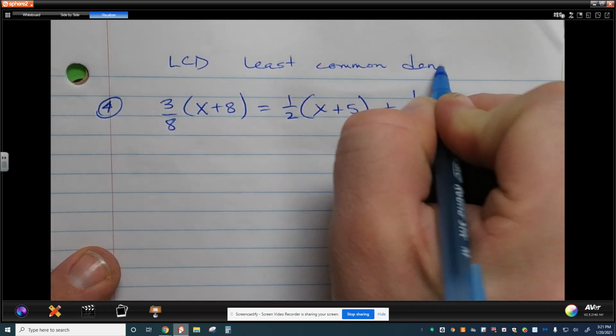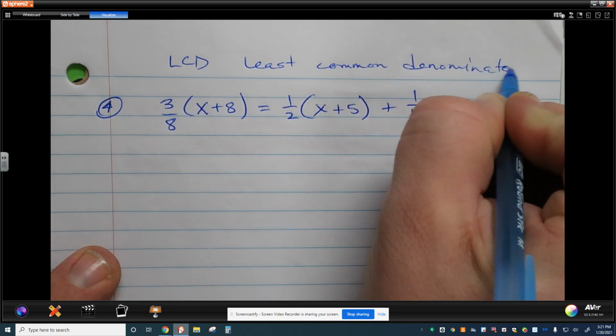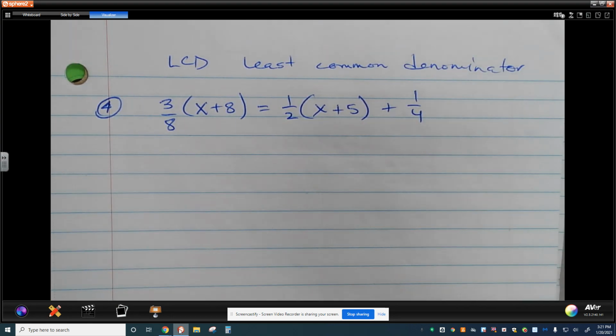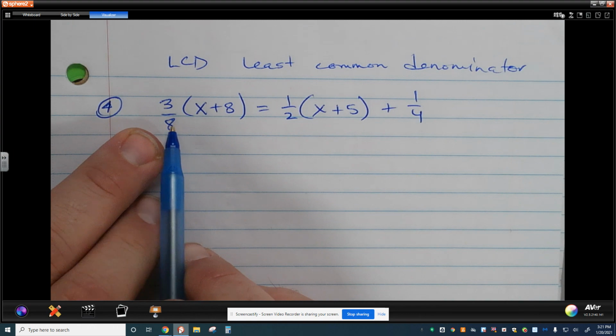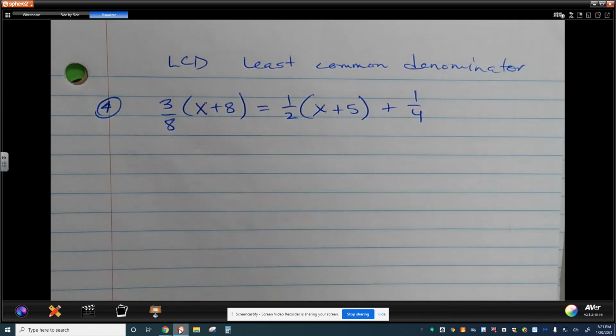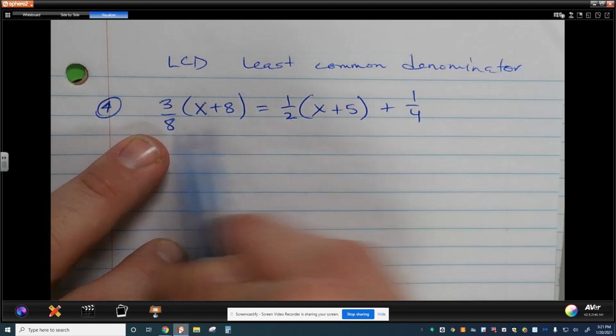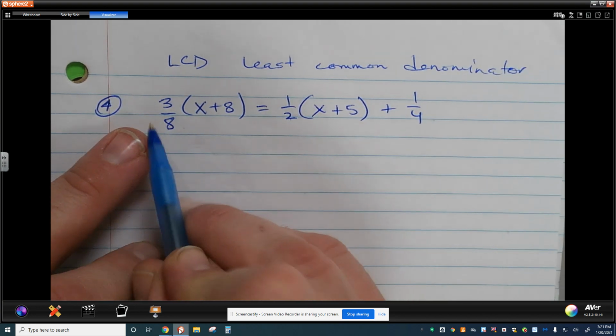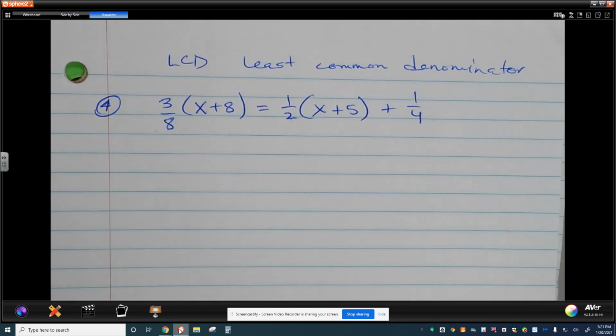So what that is, is the number that I can multiply, that 8, 2, and 4 would all go into evenly. And here's the cool thing. I know 2 goes into 8 and 4 goes into 8. 8 also goes into 8. So 8 is my common factor that I want.